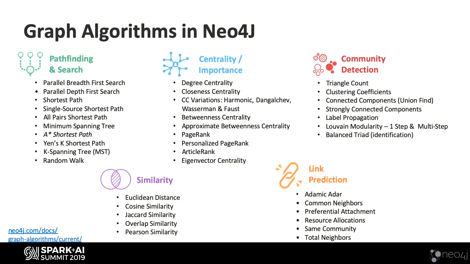So graph algorithms, there are a lot of them. I'm not going to read through these. This is just an idea of what algorithms Neo4j offers. I think currently there are 45 different algorithms.